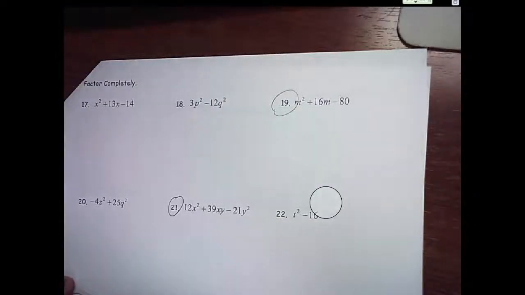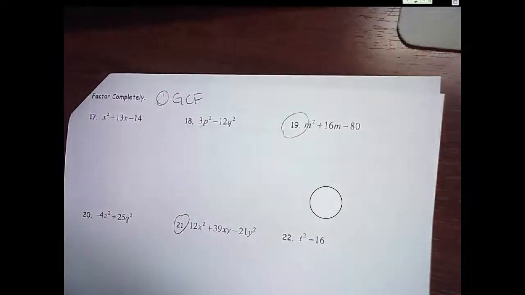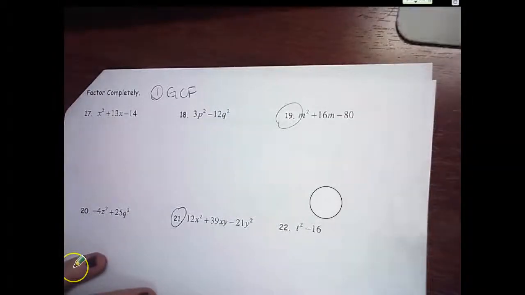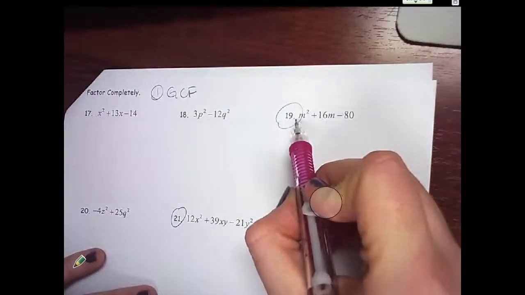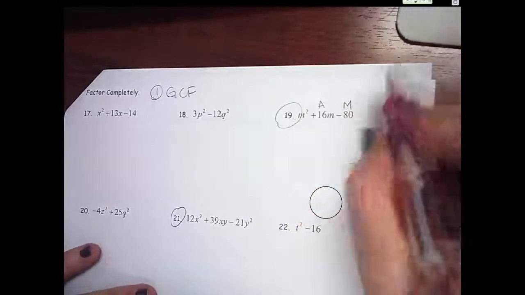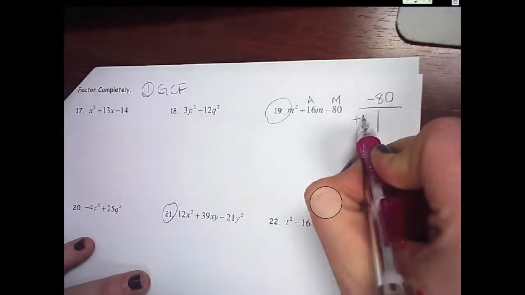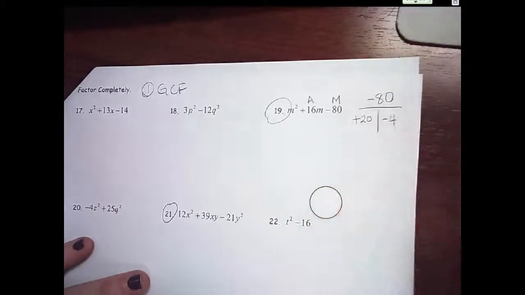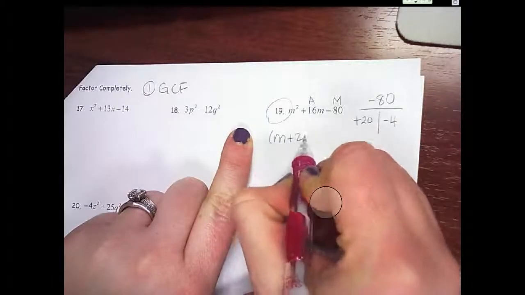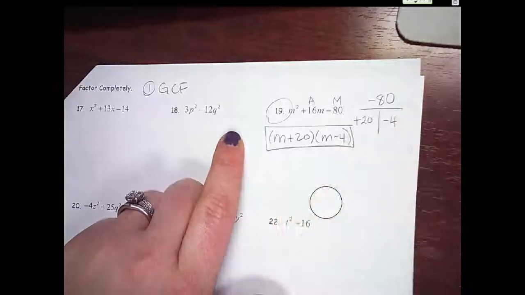So number 19, always look for a GCF first. So in this case, nothing can be factored out. And then you've got 3 options, 2 terms, 3 terms, or 4 terms. So here I have 3 terms. There's no number in front, which means I'm looking to see 2 things that add to 16 and multiply to negative 80, which would be positive 20 and negative 4. So since there's no term here, all I have to do is say m plus 20 and m minus 4. So that one's not too horrible. That one's easy.